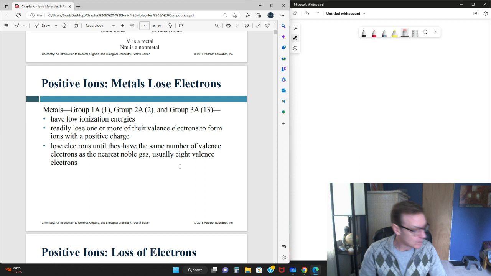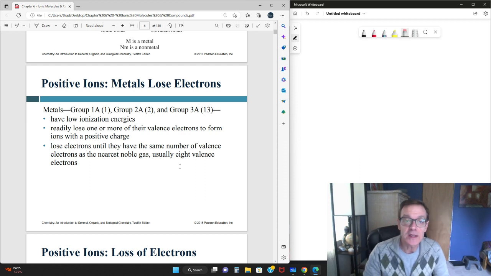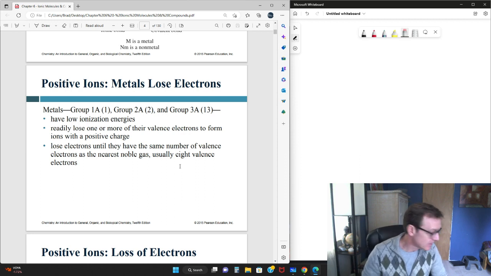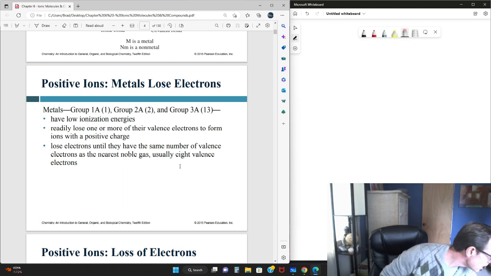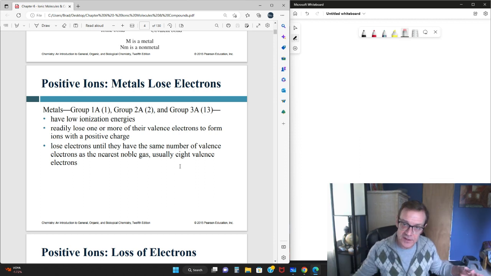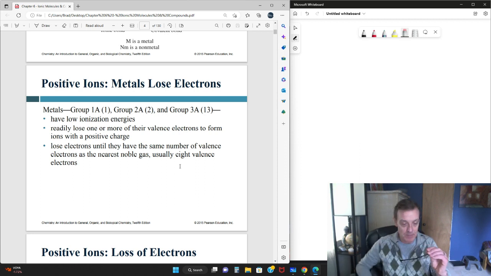Okay, so now knowledge of our periodic table is going to start paying dividends. Our metals are in groups 1A, 2A, and 3A. If you have your chart out, that's on the far left, 1A, 2A, and you skip all the way across the middle part to get to 3A. Those are the metal groups. So they are the ones that are going to want to give up their electrons to form that octet.